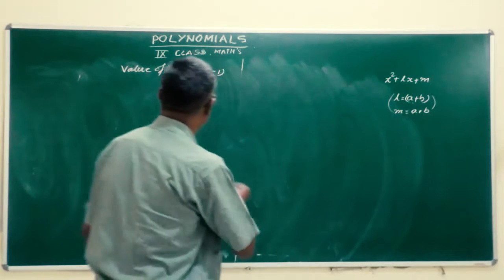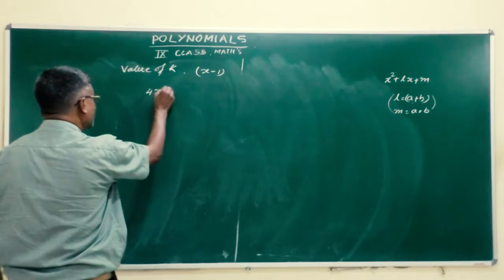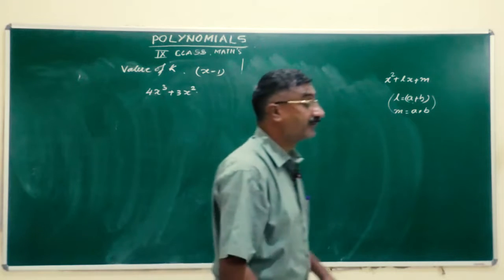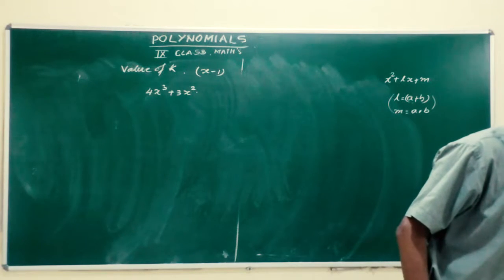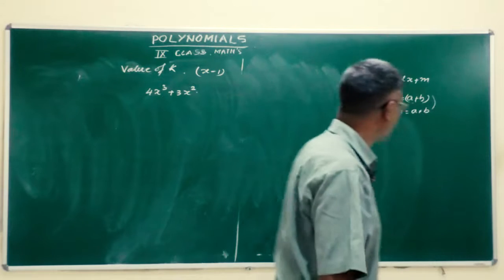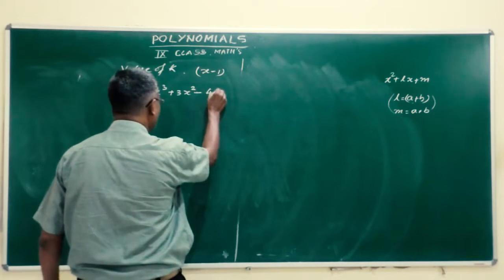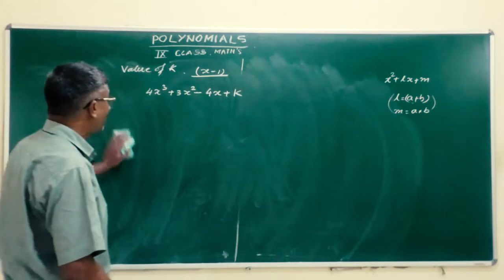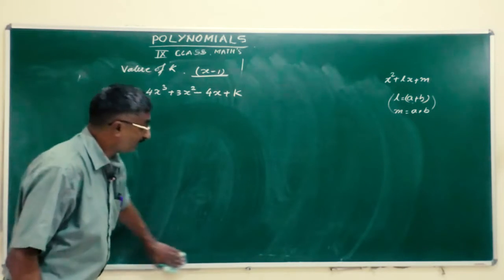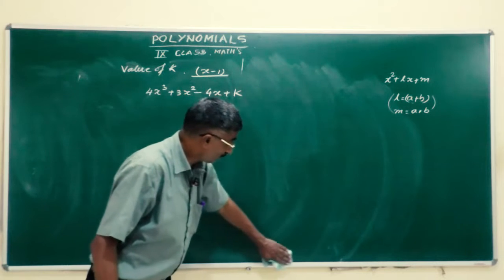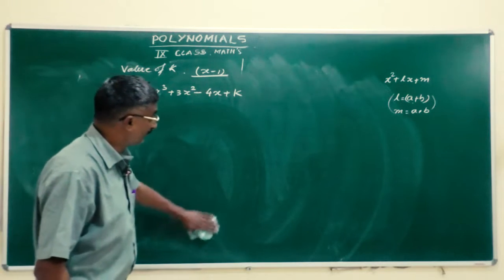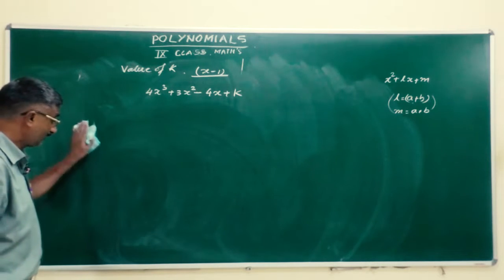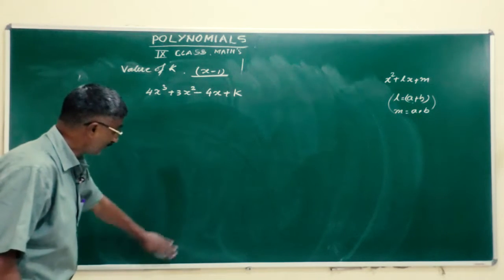4x cube plus 3x square minus 4x plus k. I have to check whether it is minus or plus. So, x minus 1 is a factor of this polynomial and we have to find out the value of k. So, the second statement of the factorization theorem, the factorization of the polynomial.